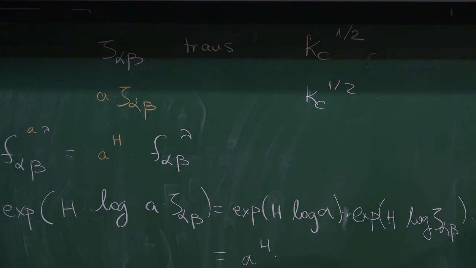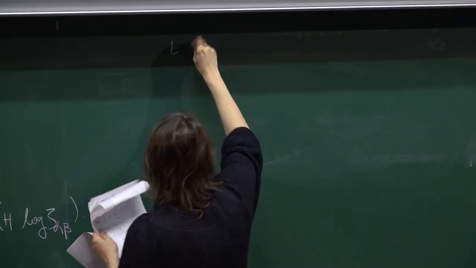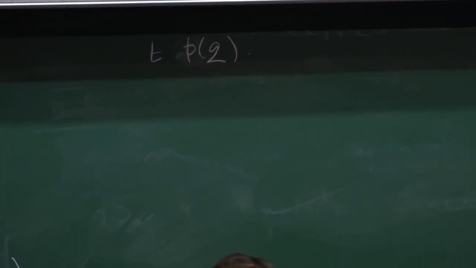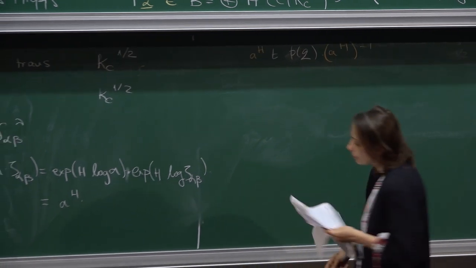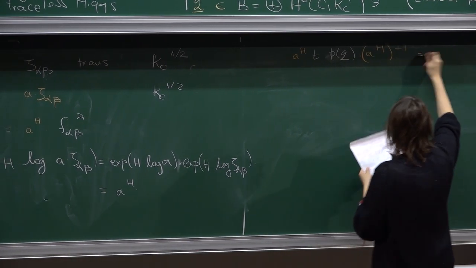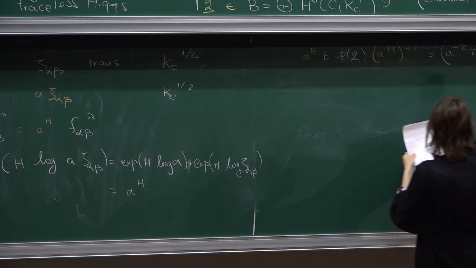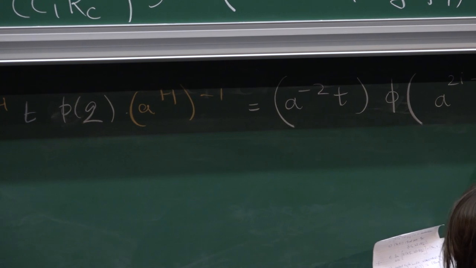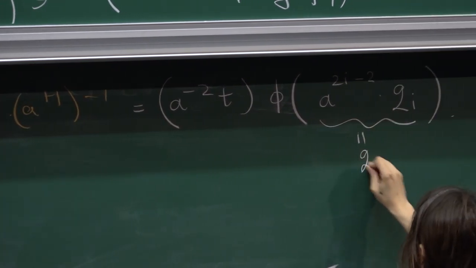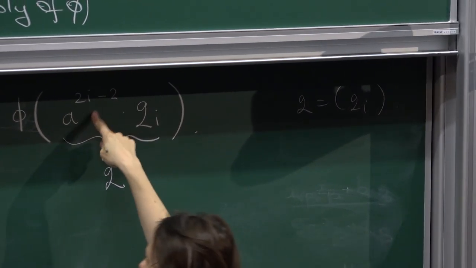Okay, so I'm going to act by t, and when I write t times phi in this new transition function, what will happen is that I have to multiply by this new A to the H and conjugate by that. So this will give you the same Higgs field, t of phi, but it's written as A to the H and then phi of A to the 2i minus 2 times q_i. So this is just the vector q. I mean, q consists of the vector q_i of the differentials. And it's just going to have this constant.